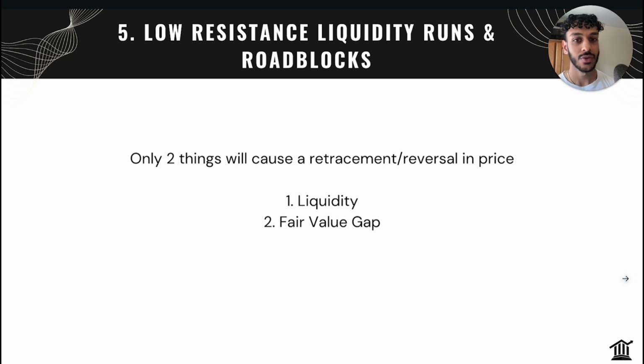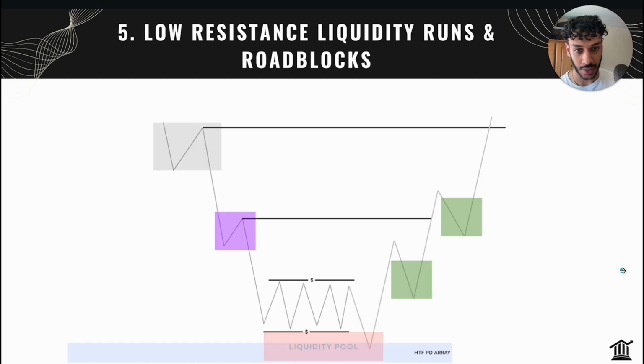So the only two things that are ever going to cause a retracement or a reversal in price are, one, liquidity, and two, a fair value gap. So let's have a look at what this looks like in picture format.